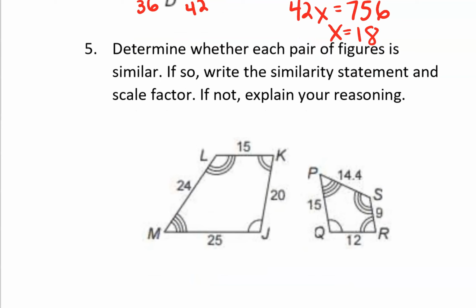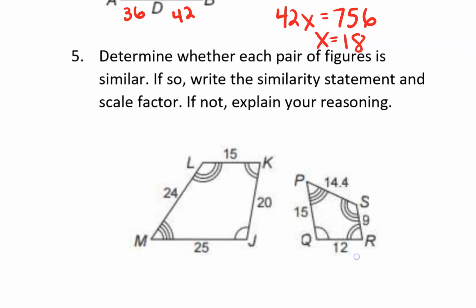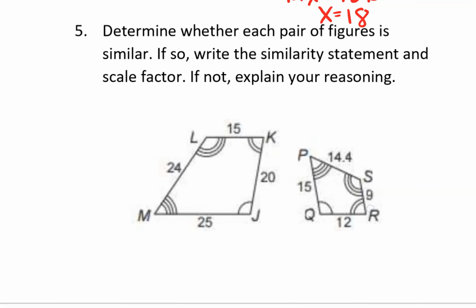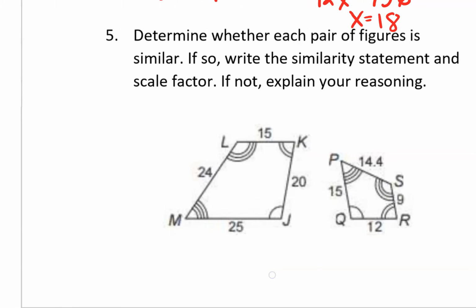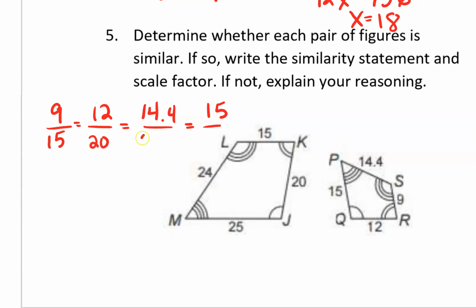All right, are they similar? If so, write a similarity statement and scale factor. If not, explain your reasoning. Are they similar? Well, they have to be proportional in all their parts. And so again, I'm not going to get too hung up on what matches what. I'm just going to go from small to big. So 9, 12, 14.4, and 15. These should all equal 15, 20, 24, and 25.